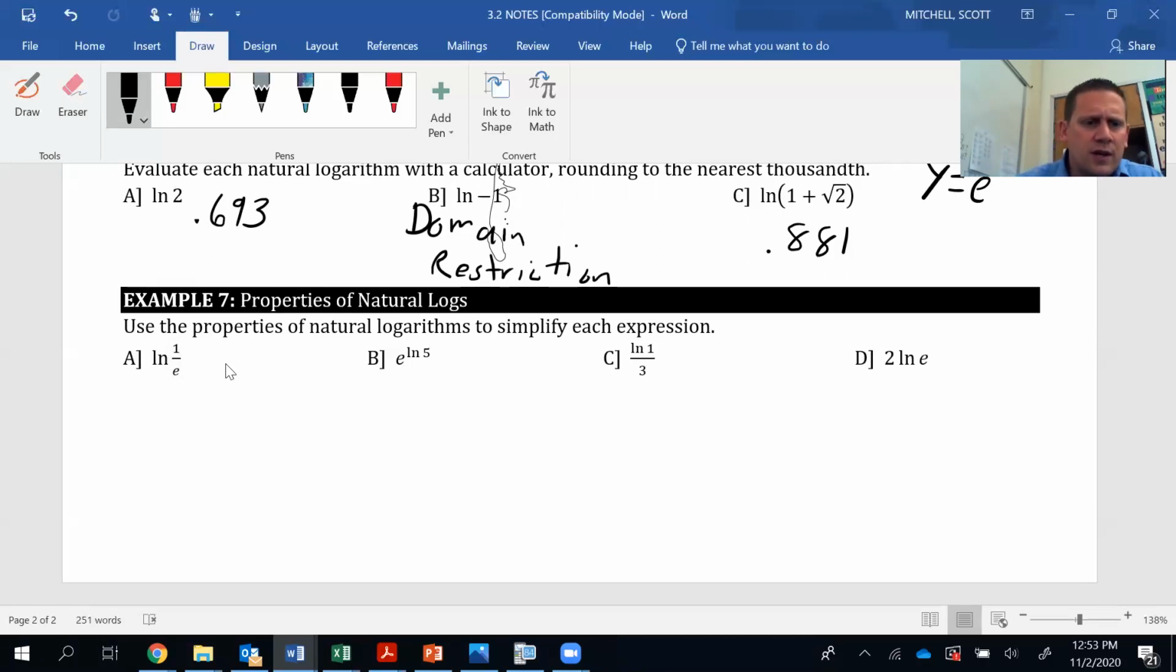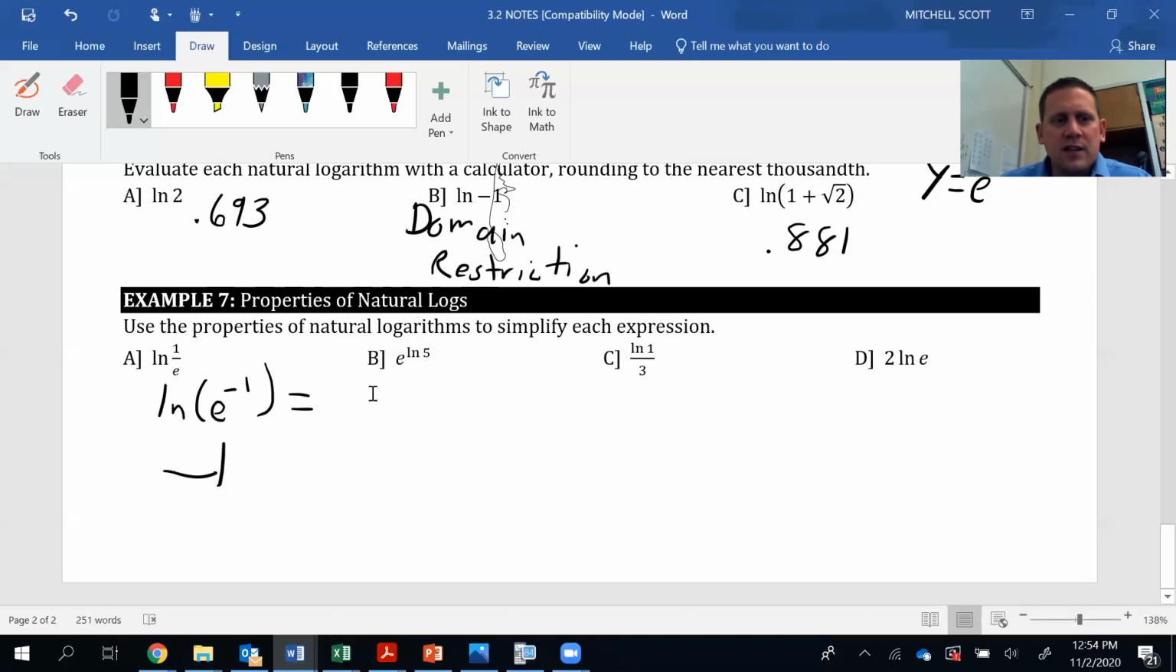So the first thing you need to do here, we don't evaluate things that are fractions with logs. This is actually e to the -1. How do I know that? Exponent rules. I can rewrite a fraction without a fraction if I change the bottom exponent to -1. So the answer to that is just -1. So what's e to the natural log of 5? Well, e and the natural log are canceling each other out, just kind of like they did over here. That's another property. That's just 5.